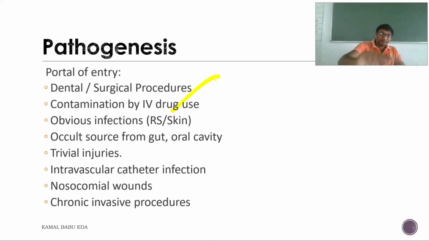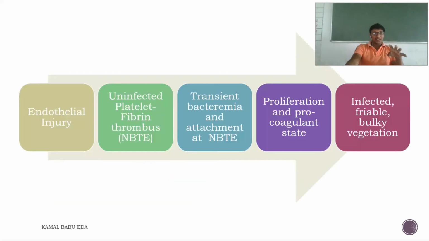And next, a person who has any kind of skin infection, or an occult source from the gut or oral cavity, or trivial injuries, or intravascular catheter infection. So whenever you are going for an IV needle or IV catheterization, during that also, as a nurse, it is your basic responsibility to maintain aseptic conditions. And next, nosocomial wounds and chronic invasive procedures. So these are some of the factors which will result in endocarditis.